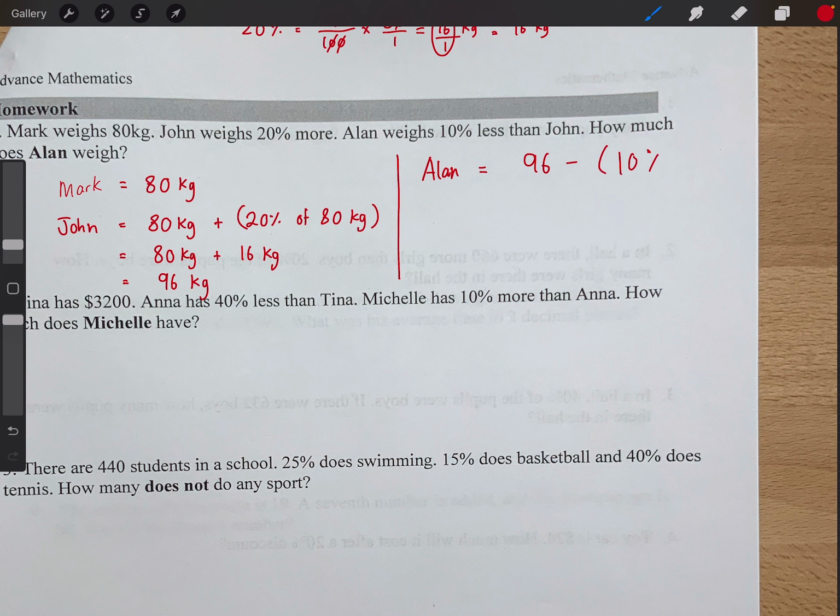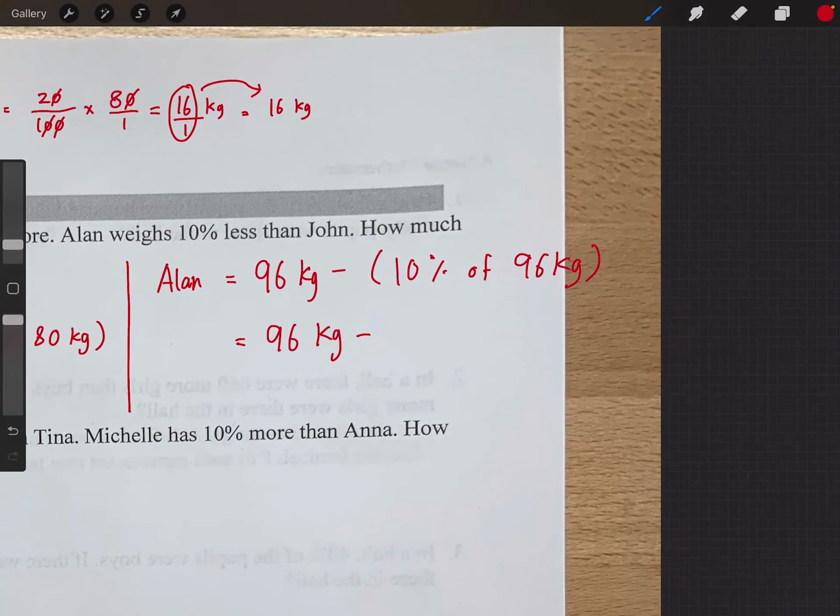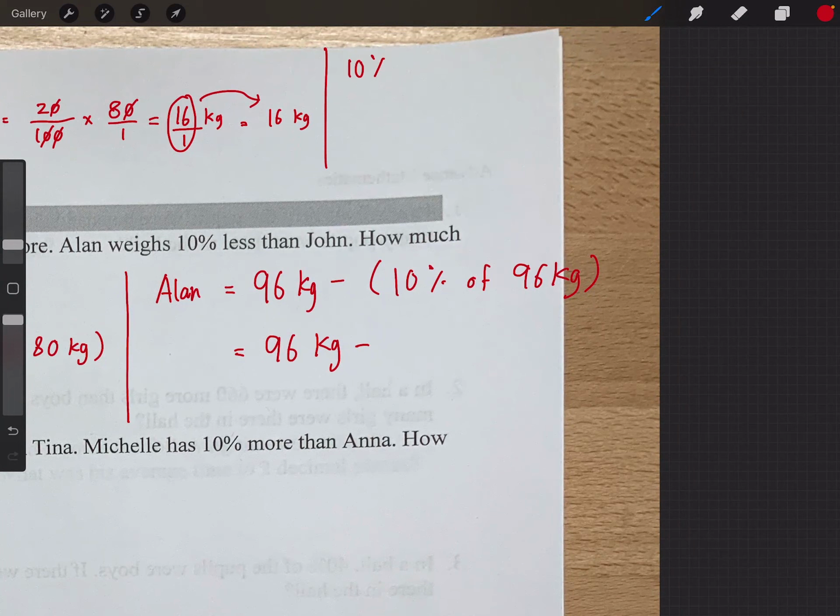So 10% of 96 kilograms. Okay, so that means 96 kilograms minus 10% of 96. So let's find out what 10% of 96 is. So 10% is equal to 10 over 100. Change it to a fraction. Of means times, and 96 is 96 over 1.